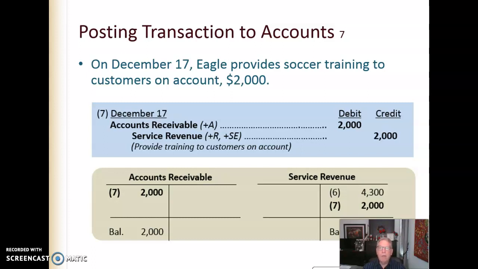When we left off, we had just done some service revenue for cash, but now we're going to do one on account. On account means that we are doing it on credit or something like that. We are the bank for our customers. So away we go.